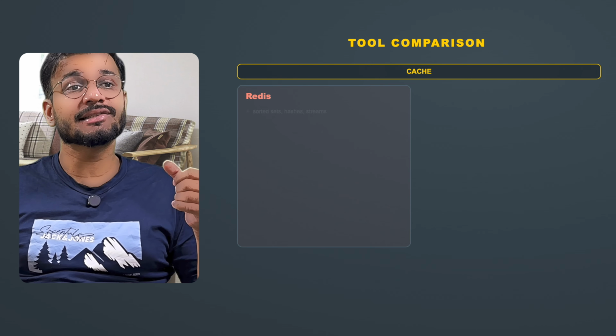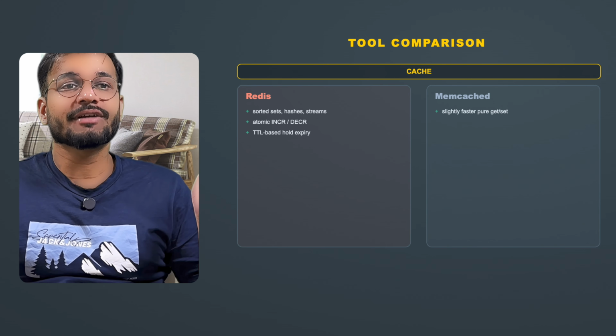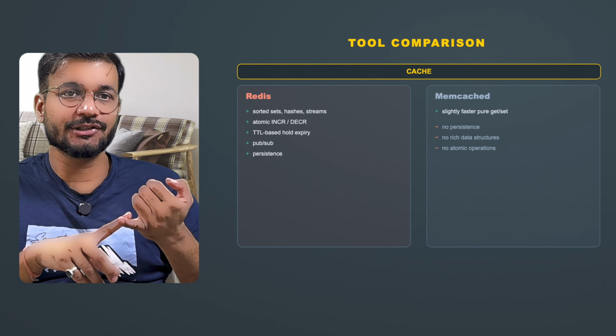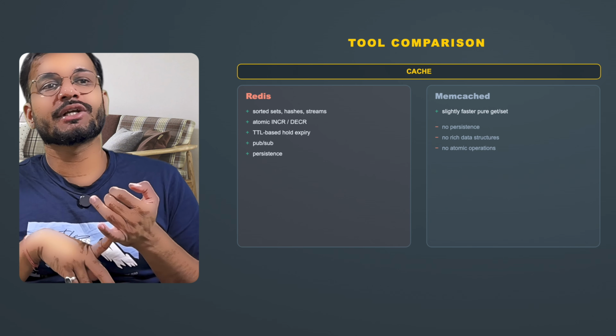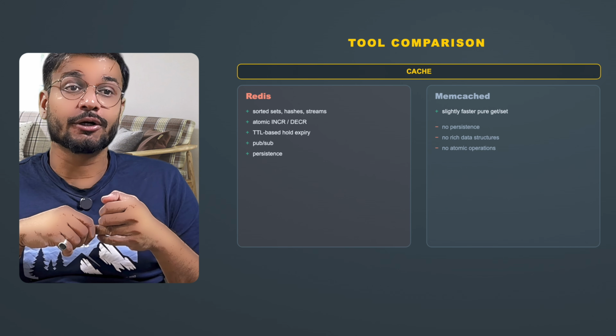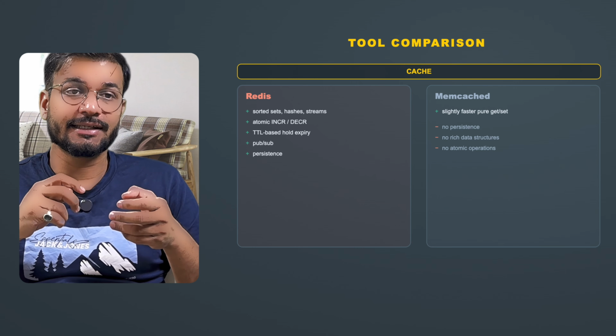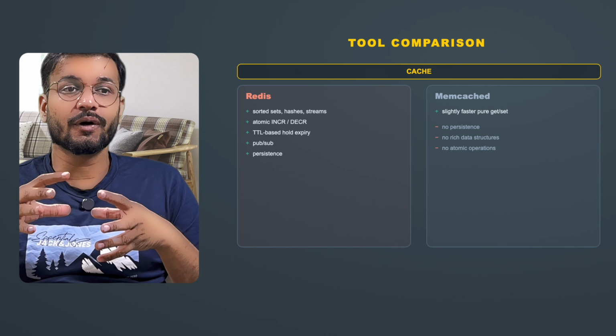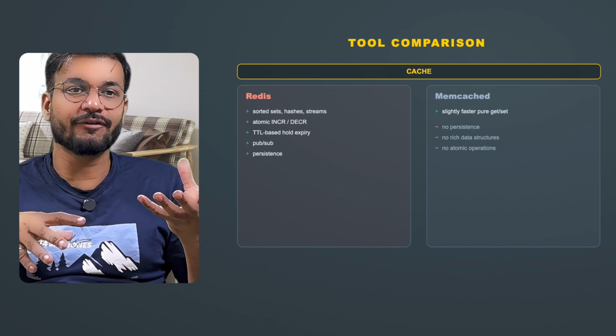Now another comparison is Redis versus Memcached for caching. Redis has richer data structures like sorted sets, hashes, and streams. It has persistence options. It has atomic operations like INCR, DECR. It is useful for rate limiting and hold counts. It has PubSub for lightweight messaging.